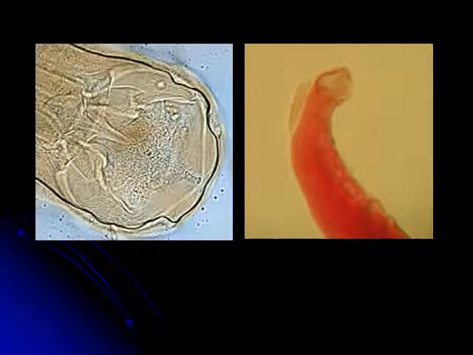This is a picture of Necator americanus from the side view, and see how the buccal capsule is bent posteriorly. As we said before, this is the ventral side and this is the dorsal side. It is bent posteriorly to make a hook-like structure, so we call it hookworm.